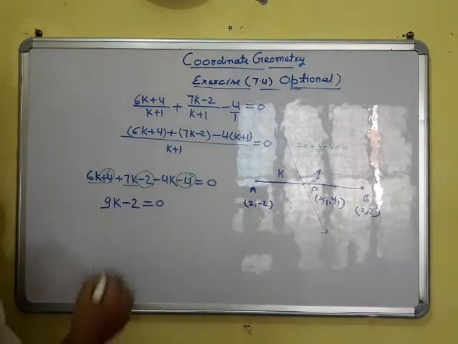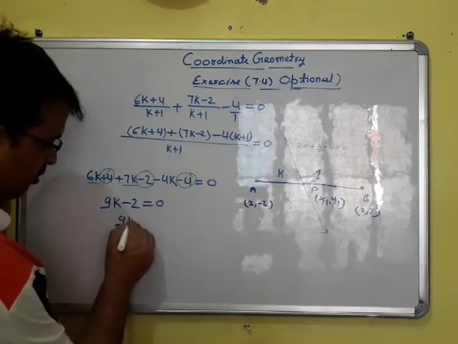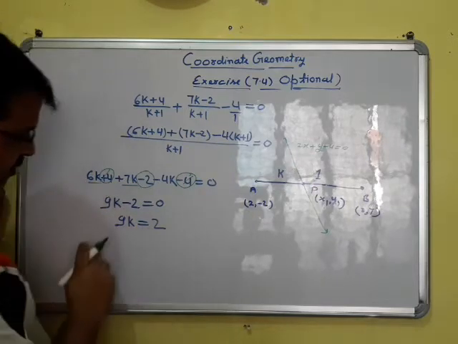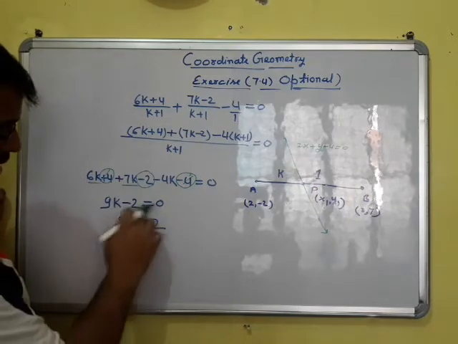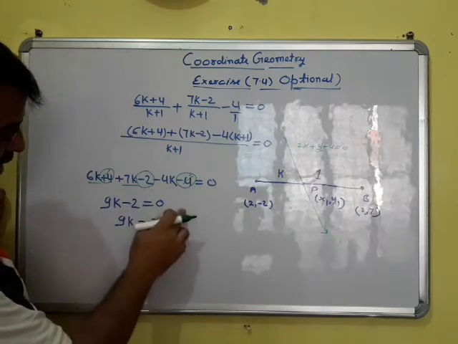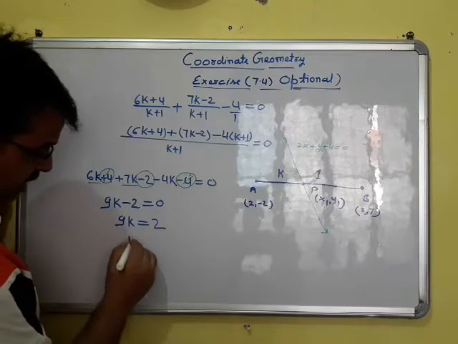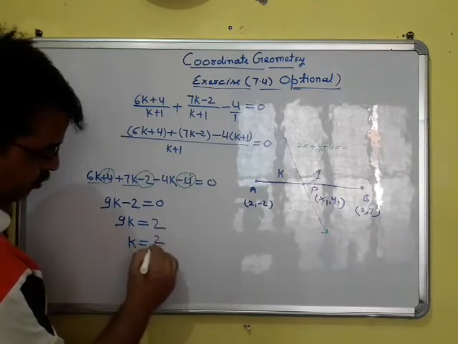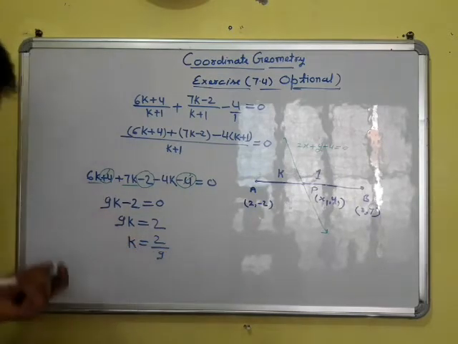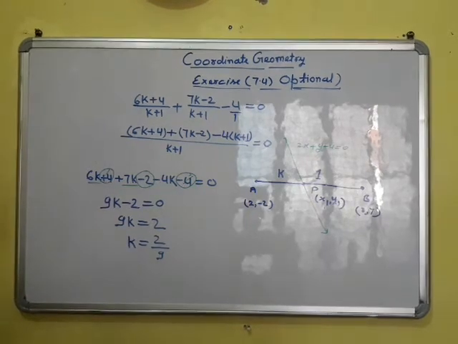So what we get here? 9k is equal to 2. This one goes to that side, so the sign changes. माइनस है तो ये क्या हो जाएगा? पॉजिटिव हो जाएगा. So now k is equal to 2 by 9. K's value we find here is 2 by 9.